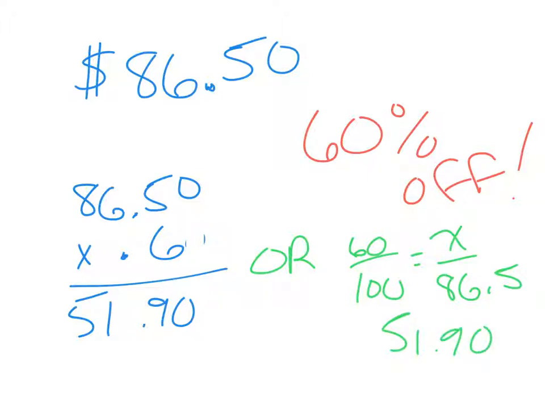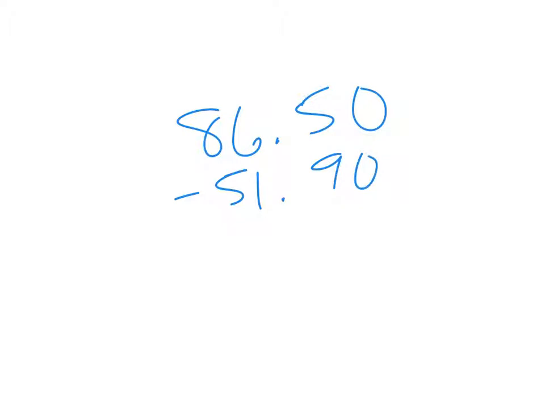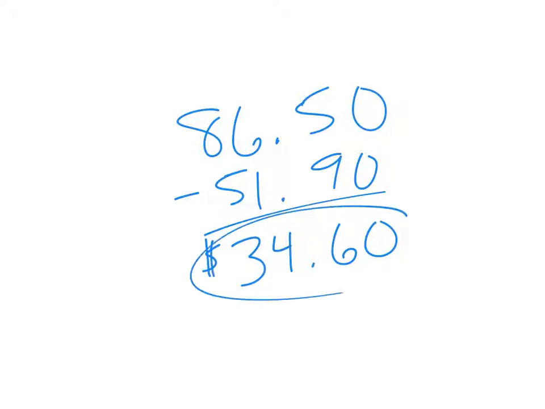But don't forget, that's not it. This number, this 51.90, remember, is only the amount of your discount. That's how much you get to take off. So that has to be subtracted from the original price. So the next step would be to take 86.50 and subtract our discount of 51.90. 86.50 minus 51.90 gives you $34.60. So 60% off, again, that's more than half.